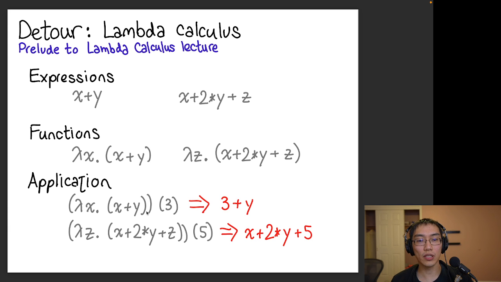So to just look over this example, here we have a lambda expression that says given an x, return x plus y. And so if I apply this lambda expression to the value 3, I will get a new expression that says 3 plus y because I've substituted in the value of x with 3 in this situation. Or here's another example, lambda z, that says I'm a function. I take z as an argument. What do I return after I get that argument? I get x plus 2 times y plus z. So when I run this with an argument 5, I get x plus 2 times y plus 5. Any questions so far?